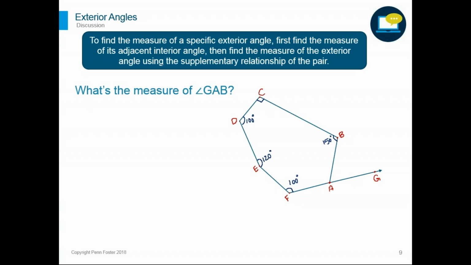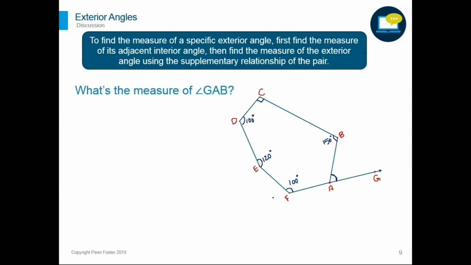What does that mean? If we look at the figure here, the question is asking us to find the measure of angle GAB. This is an exterior angle. Now, if you look at the angle adjacent to it, it's an interior angle inside that polygon. And also you will notice that FAG is a straight line.